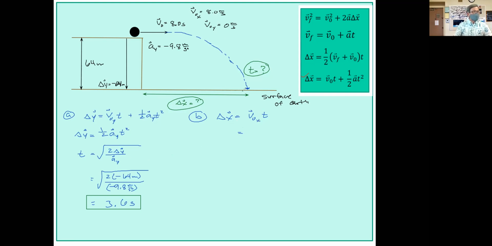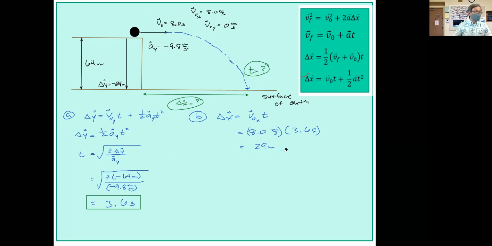V initial along the x then is going to be 8 meters per second, times the time, which we solved for here, which is going to be 3.6 seconds. So you plug that in, you get your answer, and I get here 29 meters as our final answer.